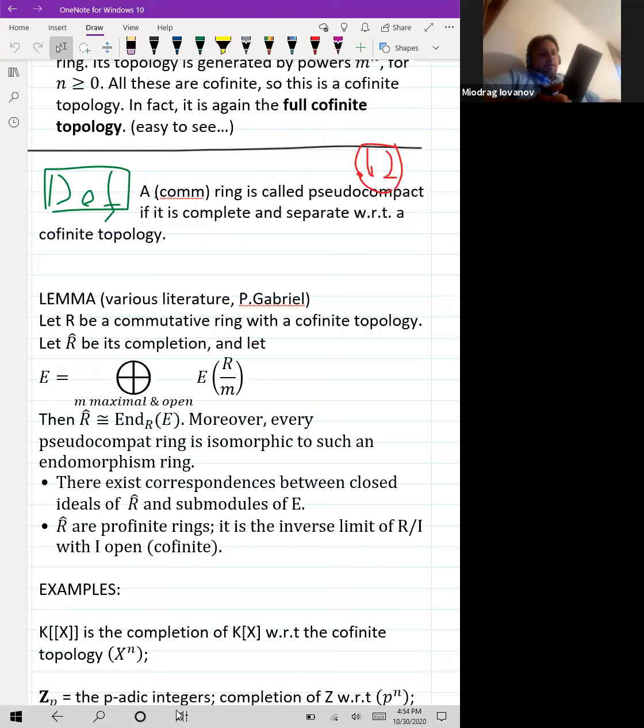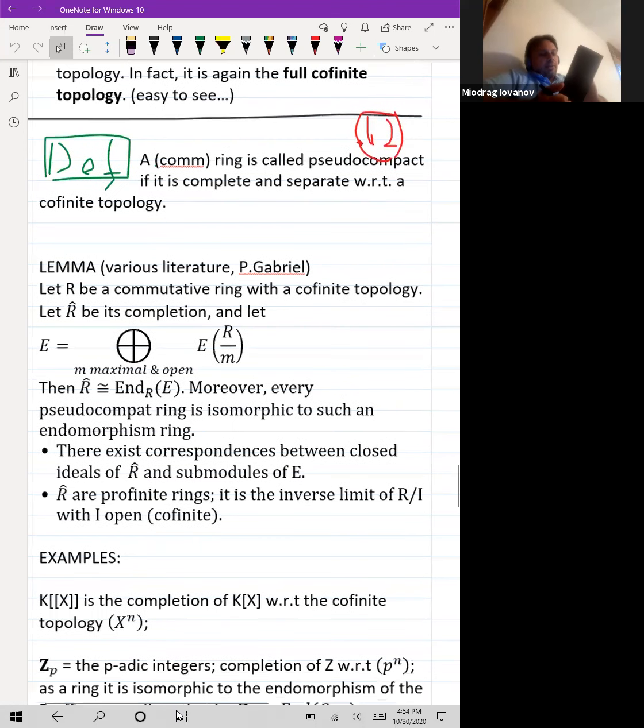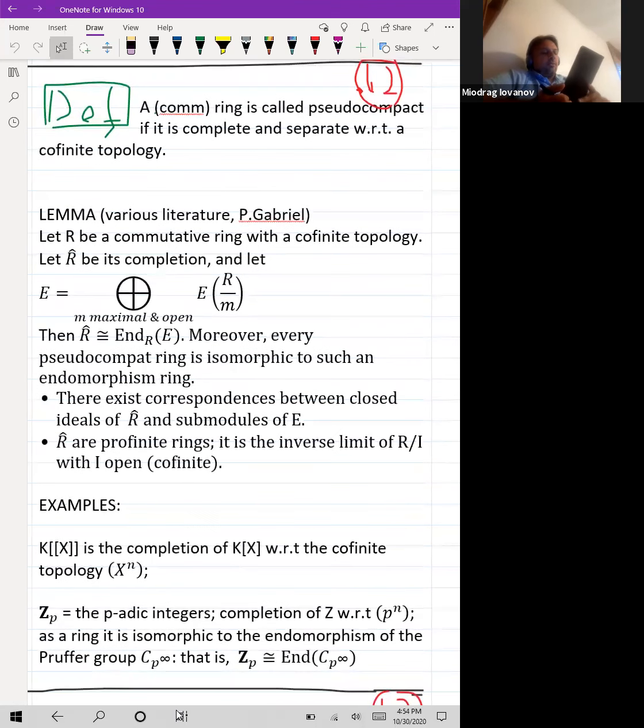And this appeared, I think, perhaps first in Gabriel's work, but maybe I'm wrong. Otherwise, these kinds of rings have been around for longer. So here's a lemma which is not really new.